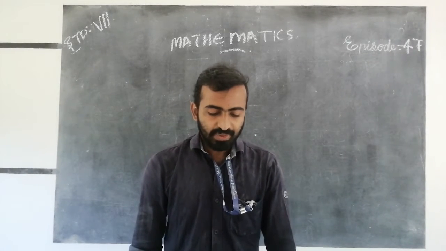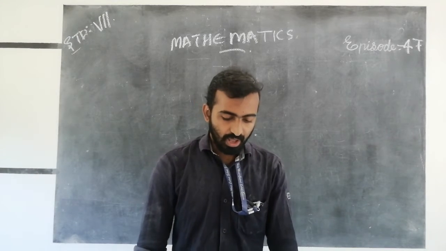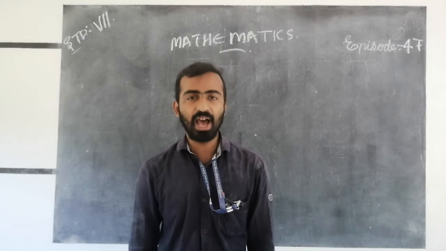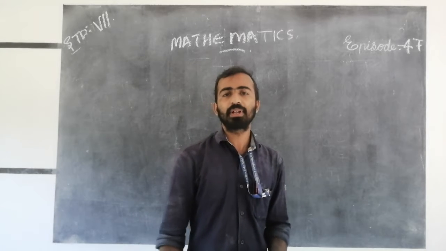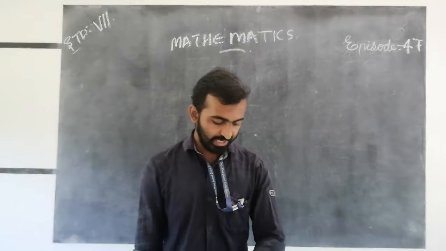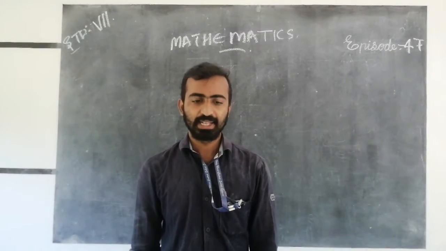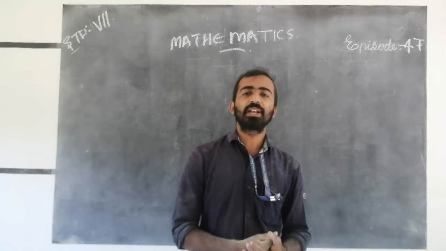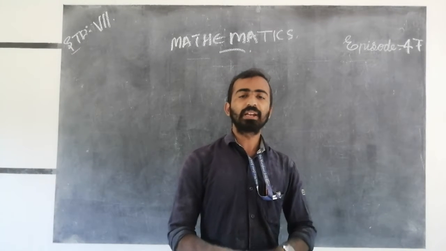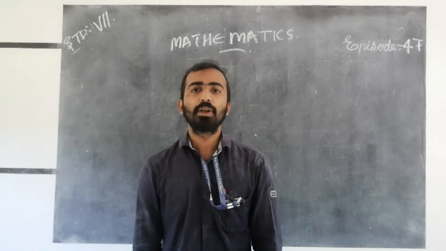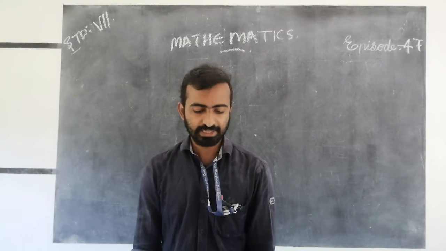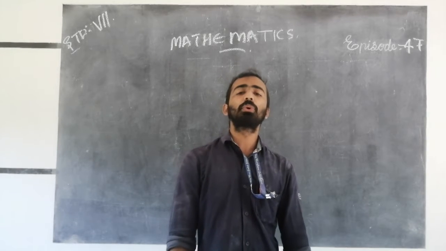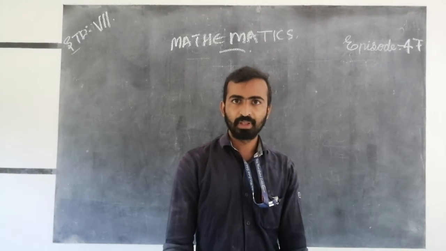And today we are going to discuss the comparison of rational numbers. In the previous class we started our new chapter, that is rational numbers. In rational numbers, that means p by q form. The numbers can be represented in the form of p by q, and q is not equal to 0.